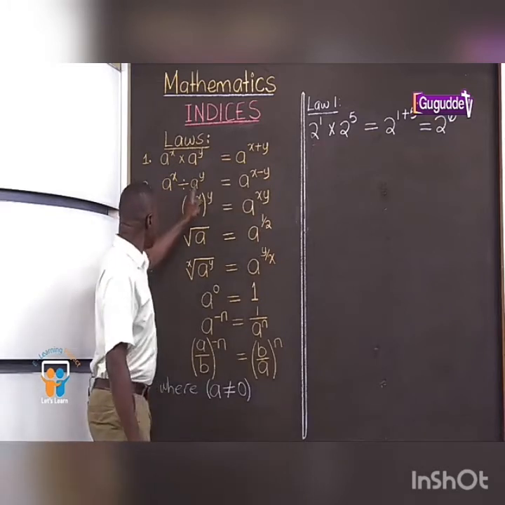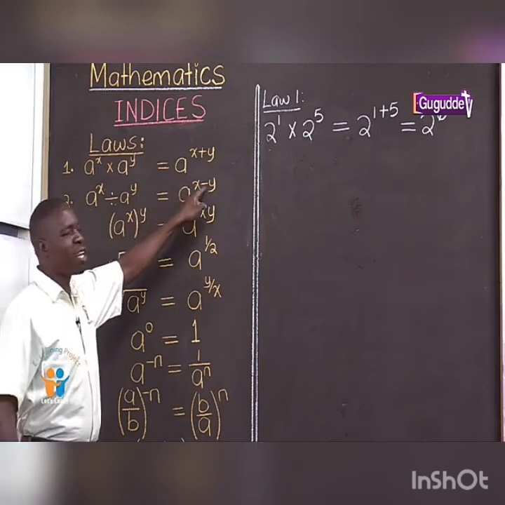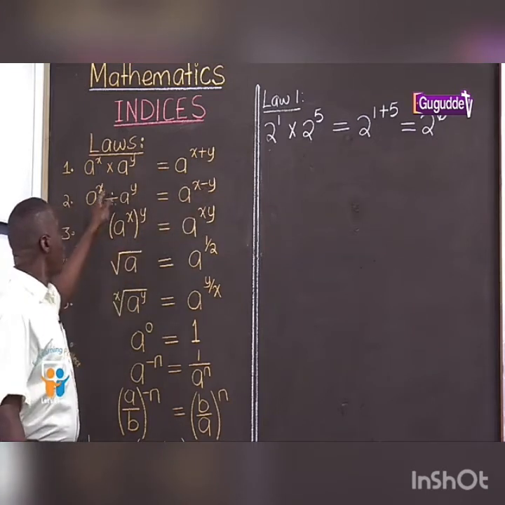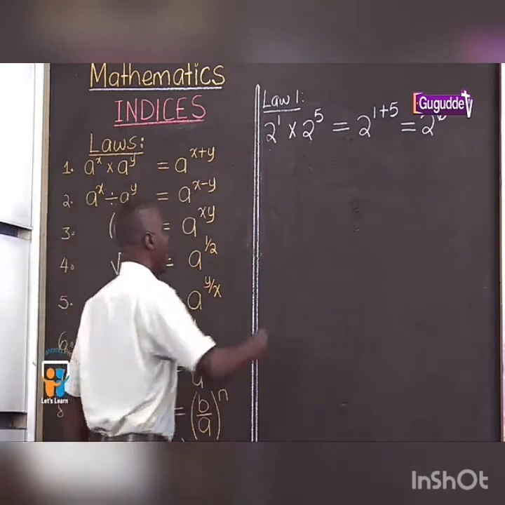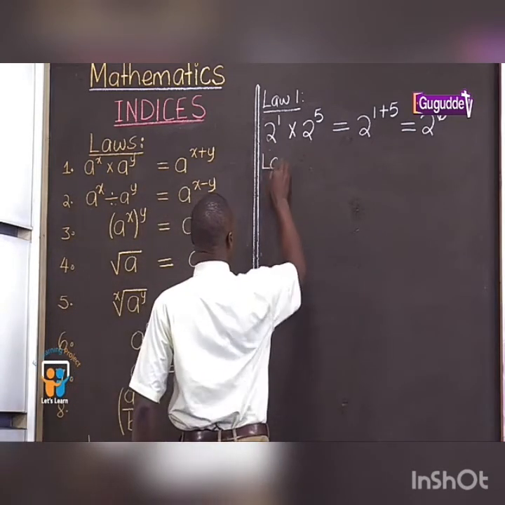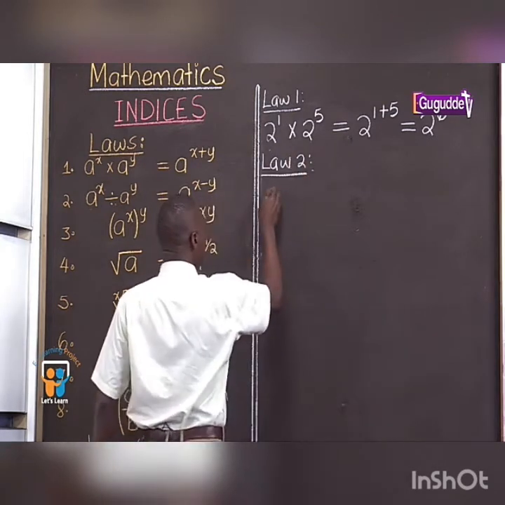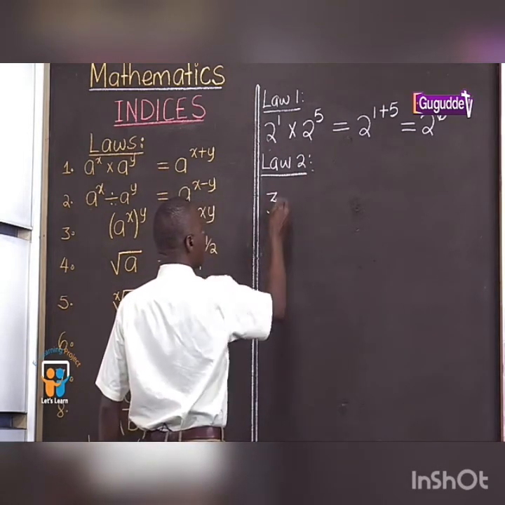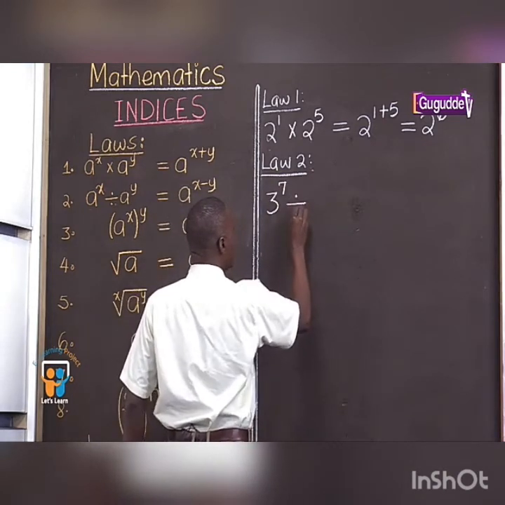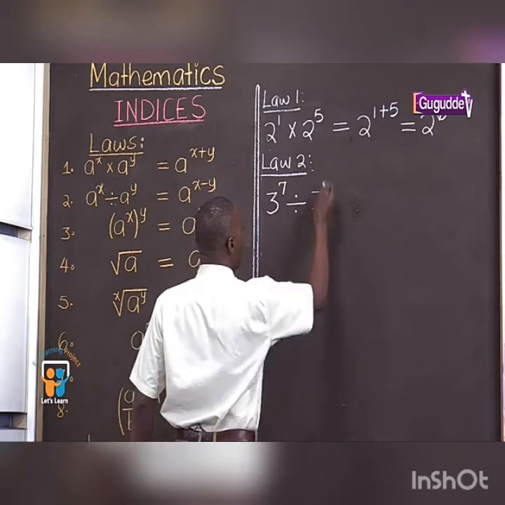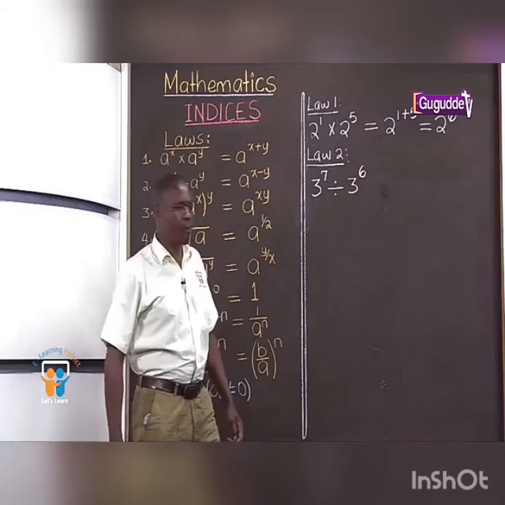Let's go to rule number 2. When the bases are the same, we are dividing. We simply do what? We subtract the powers. The first power comes first, then last power comes last. Mr. Examiner, sir, law number 2. You're telling us that when the bases are the same, for example, 3 to the power 7, we are dividing it by 3 to the power 6. 3 to the power 7 divided by 3 to the power 6.